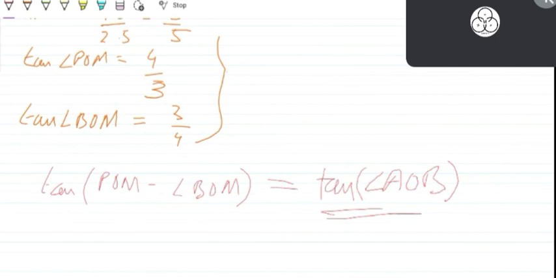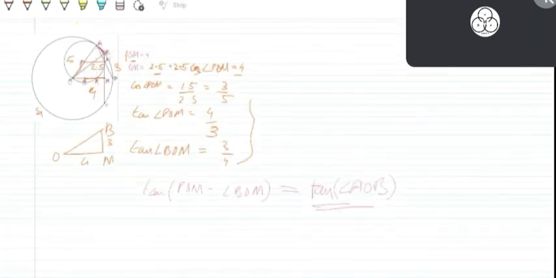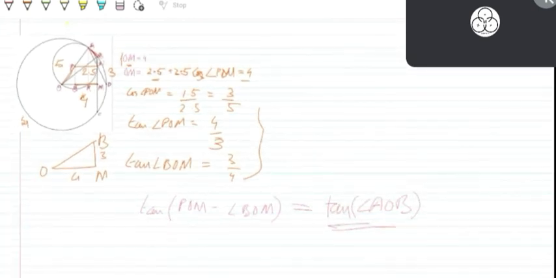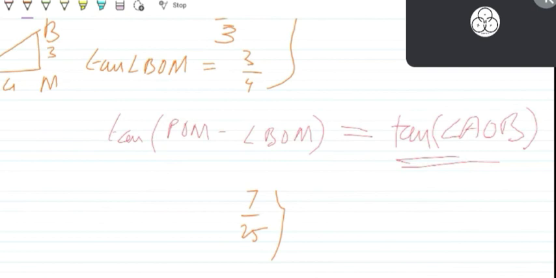So this was probably one of the lengthiest questions that we solved today. After solving, we get m by n as 7 by 25, which is again a very popular triangle. So mn will be 175. This is m, this is n. So for today, this much only.